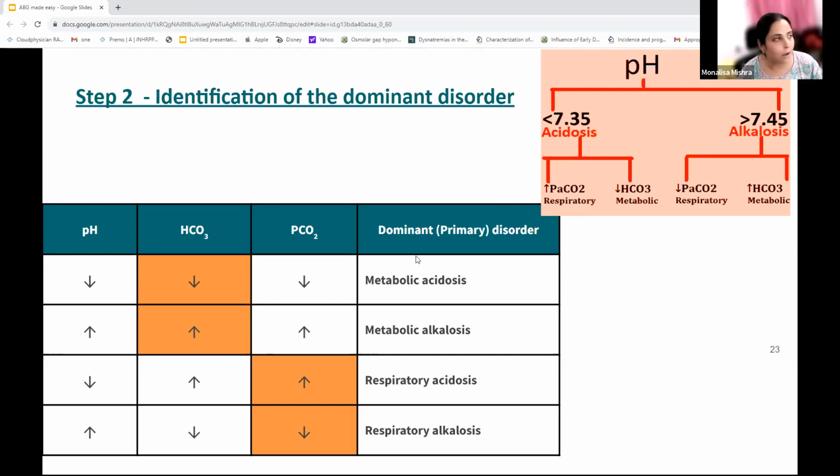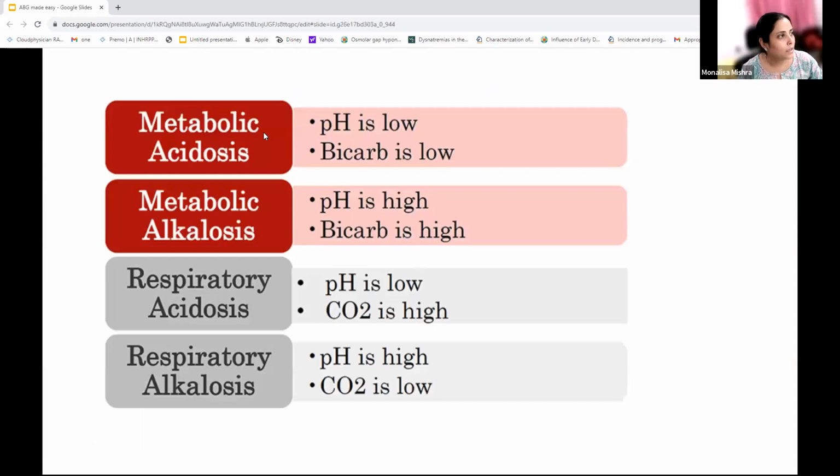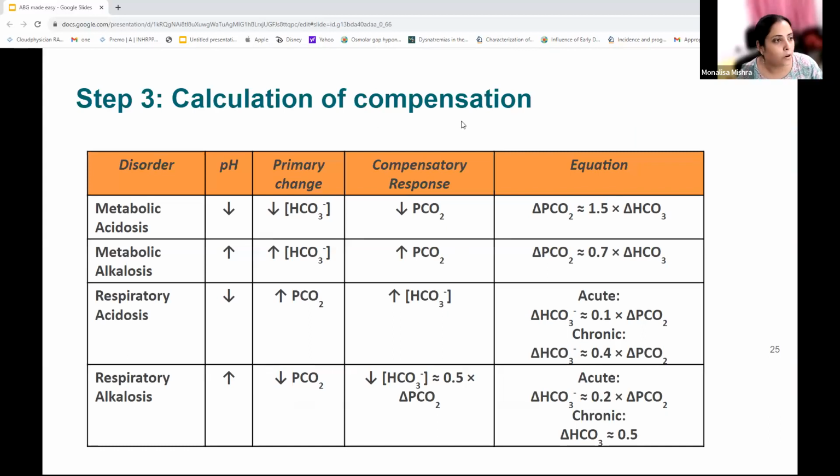Now, you have calculated the dominant disorder. This is how you find out: metabolic acidosis means pH is low, bicarb is low. Metabolic alkalosis means pH is high, bicarb is high. If it's respiratory acidosis, pH is low and CO2 is high. If it's respiratory alkalosis, pH is high and CO2 is low. So this is how you find out the primary disorder. After finding out the primary disorder, you calculate the compensation.